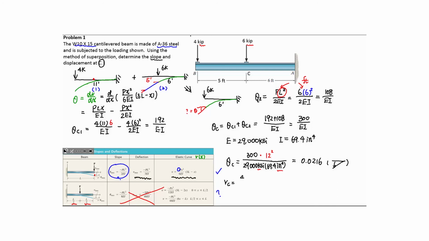So we are going to have 4 times 6 squared plus 6 kips times 6 feet cubed. And then again, watch the units. You will be able to get the deflection equal to 0.934 inch. And remember, from the deflection curve, we can tell that the deflection is going down.